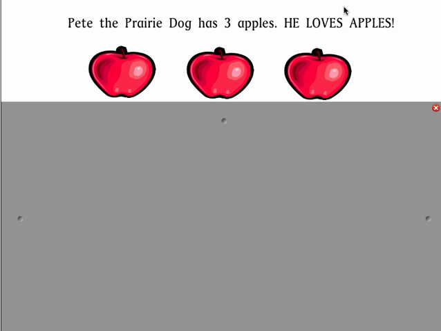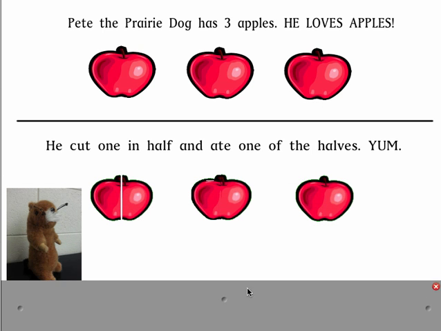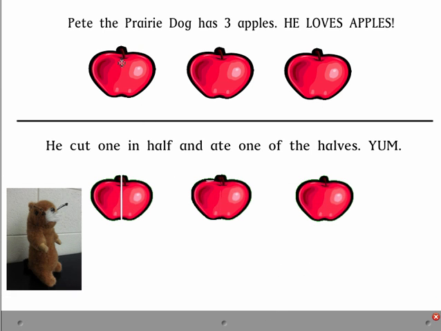I have a story for you. Pete the prairie dog has 3 apples. Did you know that he loves apples, especially the Macintosh ones? Well, he decided to cut one of those apples in half, and he ate one of those halves.